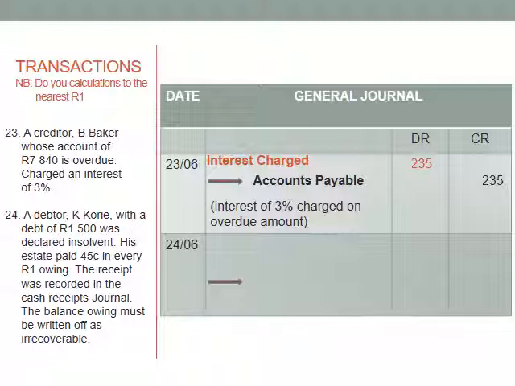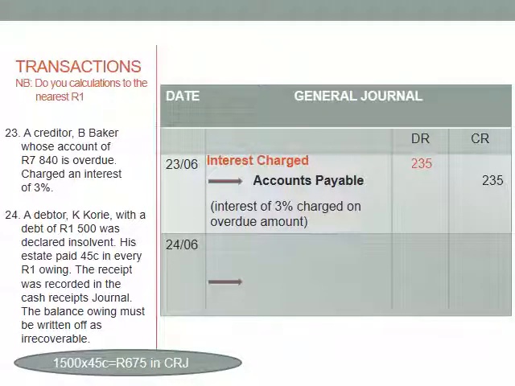From K. Corey as a debtor, we didn't receive the full payment of his debt. We only received 45 cents in every 1 rand that he was owing. In other words, we have received 1,500 times 45 cents, which is 675 rand. This is the amount that was recorded in the cash receipt journal. The balance of 825 rand must be written off as irrecoverable.